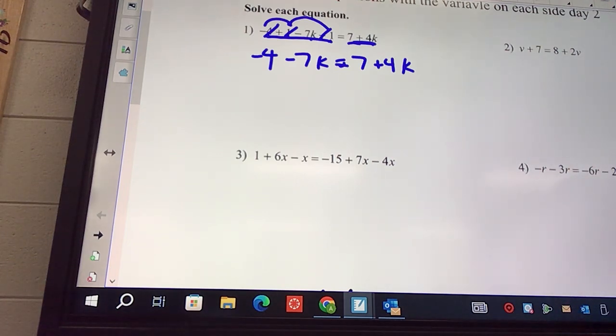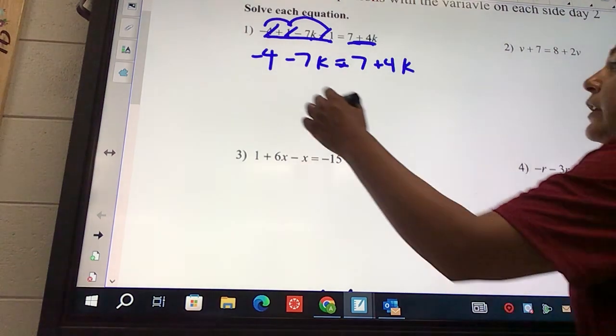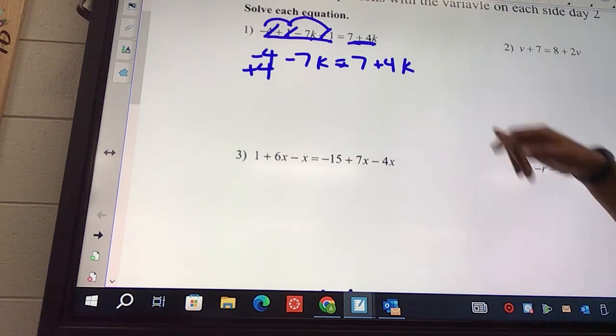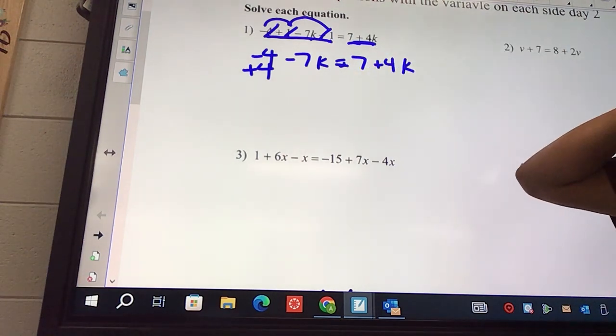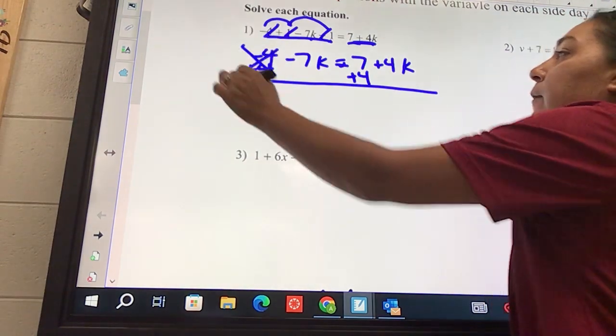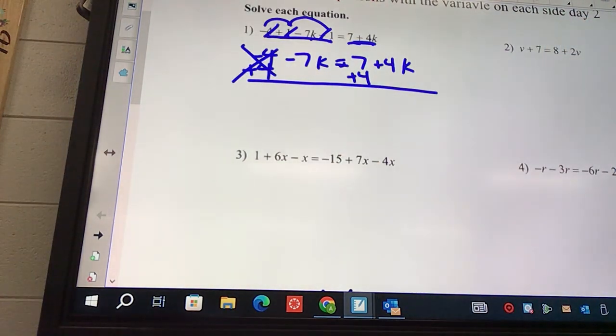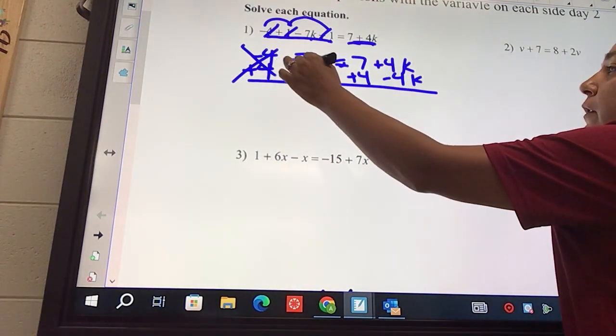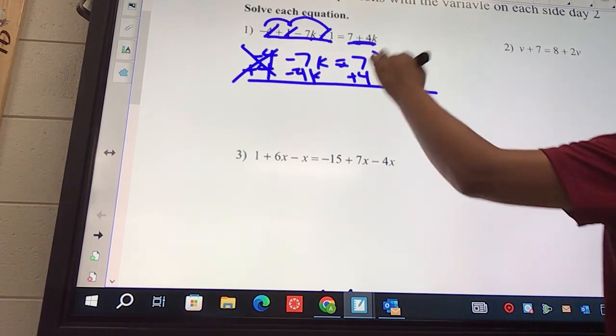What's going to get moved? The -4 is going to get moved over. And what's it going to get put under? This 7 or this 4k? The 7. Okay, what else needs moved? The 4k. And it's going to go under the 7.